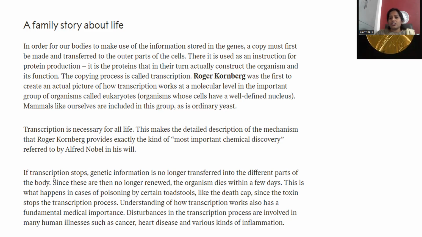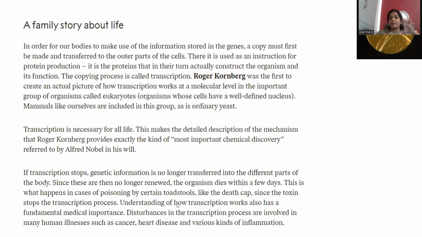If the transcription stops, what happens? What is the role of transcription in the living organism? Transcription is nothing but copying and replication of the same kind of genes throughout the body of that particular living organism, right? If transcription gets stopped, genetic information is no longer transferred. Whatever genetic matter is there will not be extended further, no longer transferred into different parts of the body, since it is no longer renewed. So renewal of the process may not be possible.